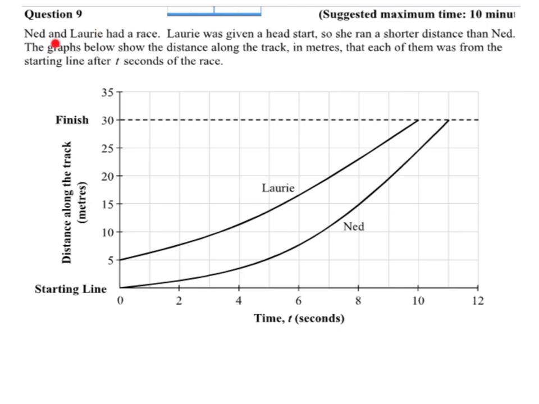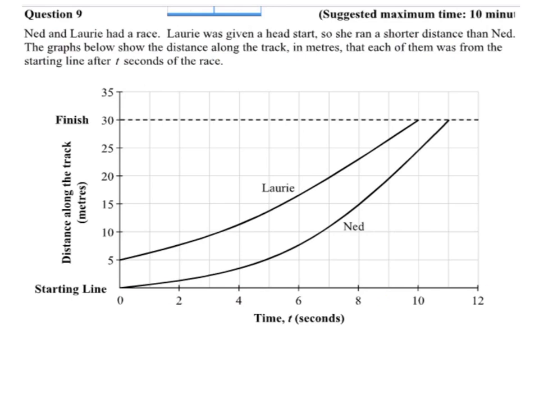Question 9. Ned and Laurie had a race. Laurie was given a head start, so she ran a shorter distance than Ned. The graphs below show the distance along the track in meters that each of them was from the starting line after t seconds of the race.